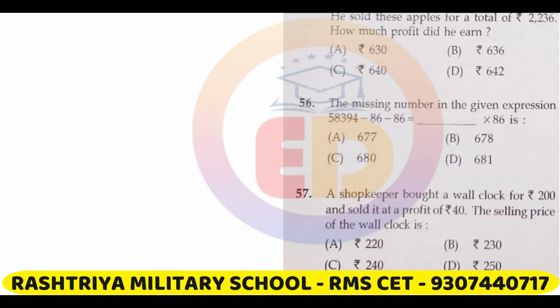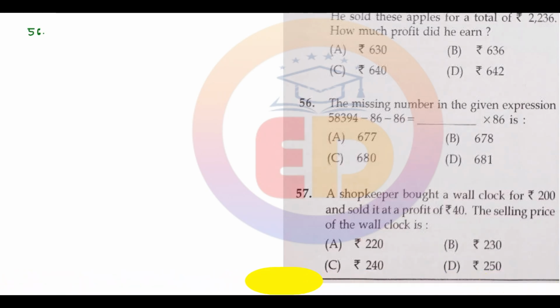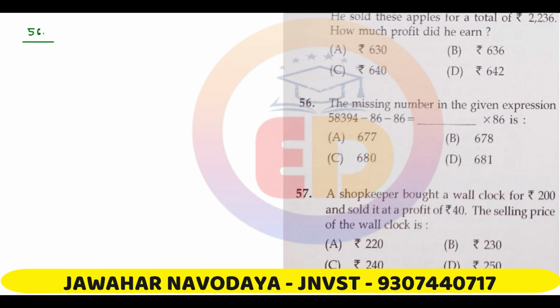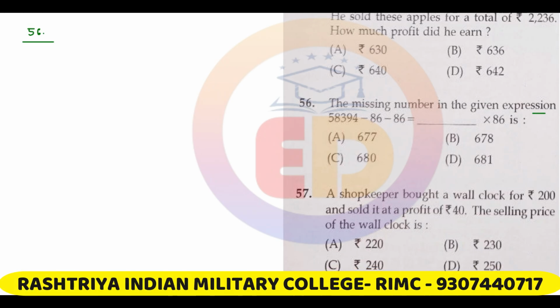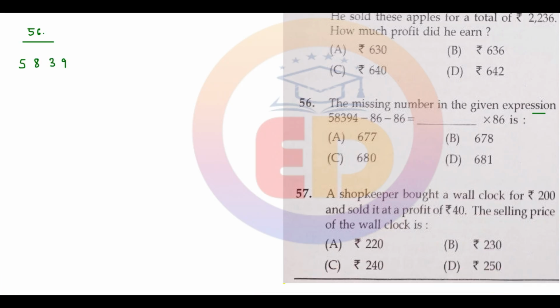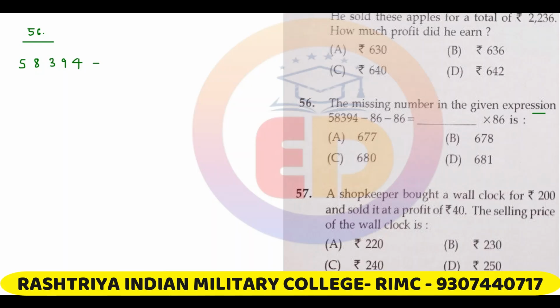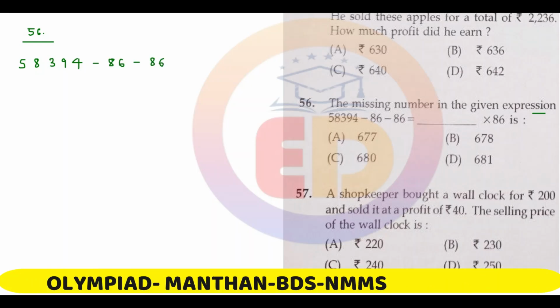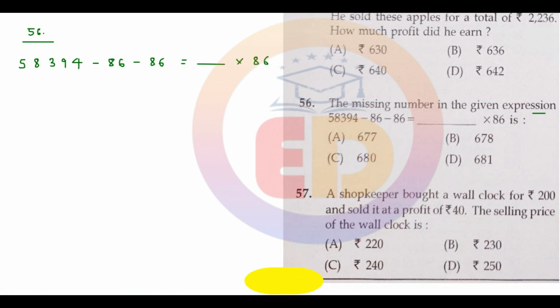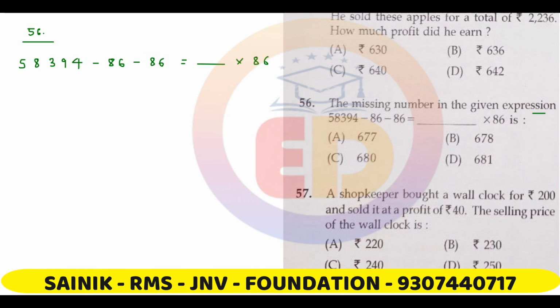Question number 56, the missing number in the given expression: 58,394 minus 86 equals blank multiplied by 86. So let us subtract this.